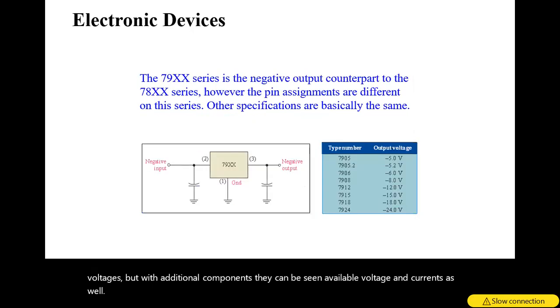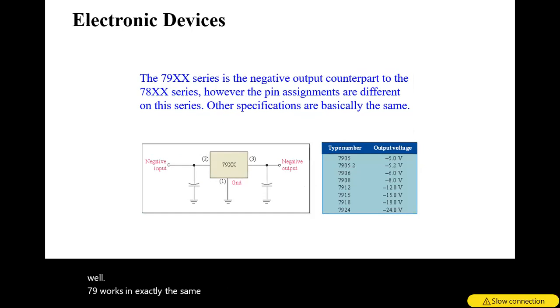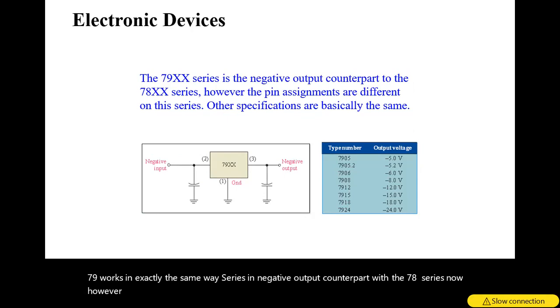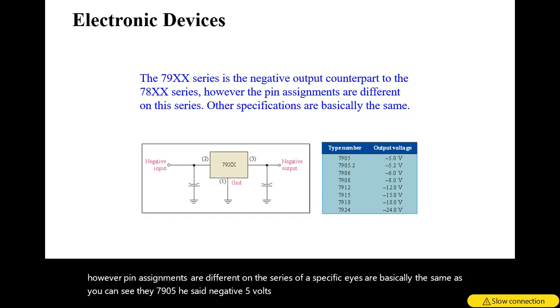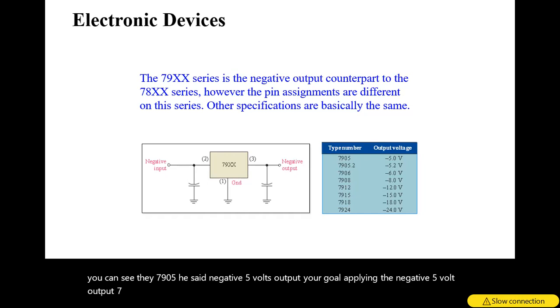79 works in exactly the same way. The 79XX series is a negative output counterpart to the 78XX series. However, pin assignments are different on the series. Other specifications are basically the same. As you can see there, 7905 is a negative 5 volts output. You will obtain a negative 5 volts output. 7912, you will obtain a negative 12 volts output. 7924, you obtain a negative 24 volts output.